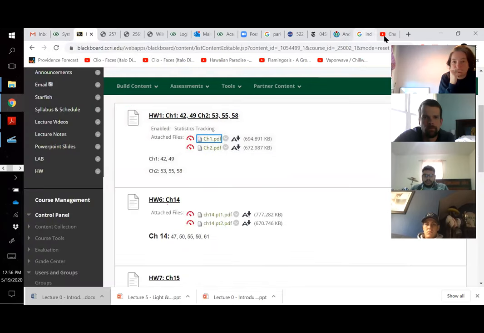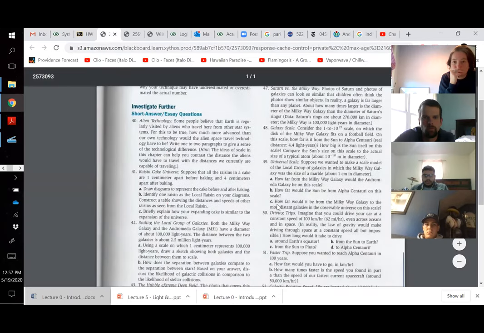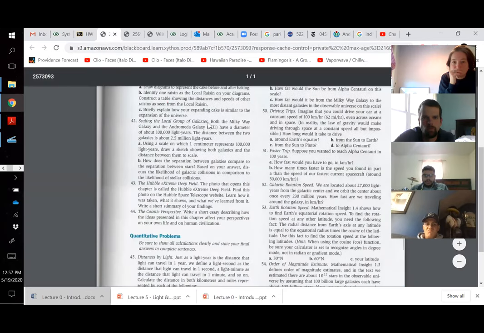Chapter 1, number 42. This first one, scaling the local group of galaxies. The Milky Way galaxy and the Andromeda galaxy have a diameter of 100,000 light years. The distance between the two galaxies is 2.5 million light years. Using a scale where 1 centimeter is 100,000 light years, draw a sketch of both galaxies and some other stuff.